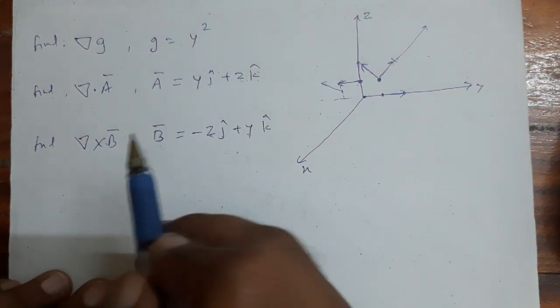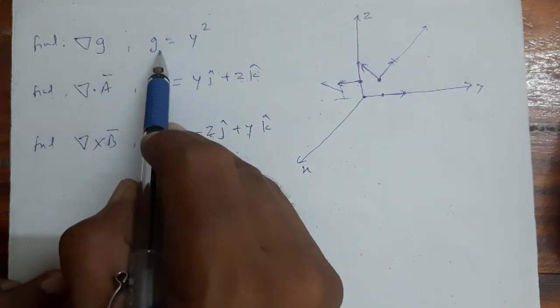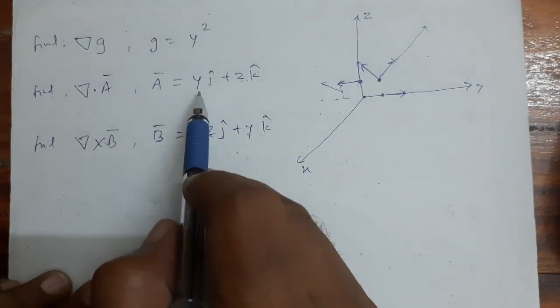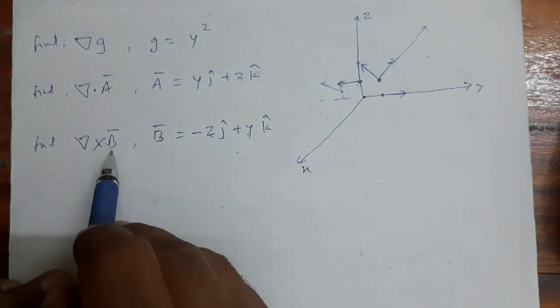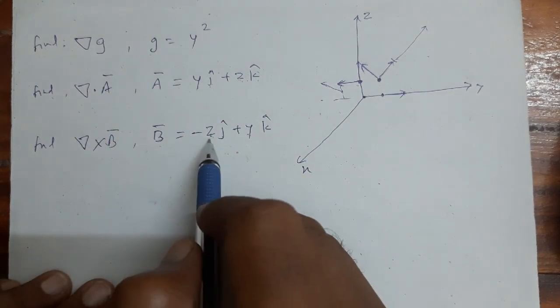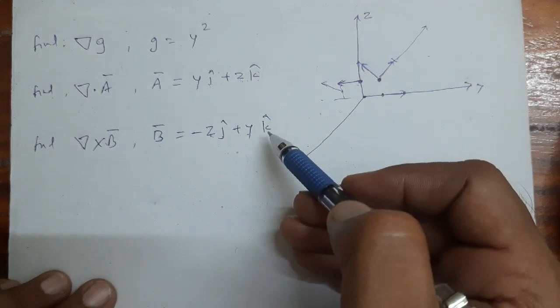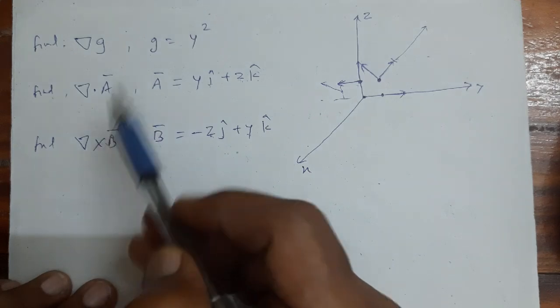Okay. In the next video, with reference to the gradient of G with G to be equal to y square, divergence of A with A to be equal to y j cap plus z k cap, and curl of B bar with B to be equal to minus z j cap and y k cap, we will discuss the physical significance of gradient, divergence and curl. Thank you.